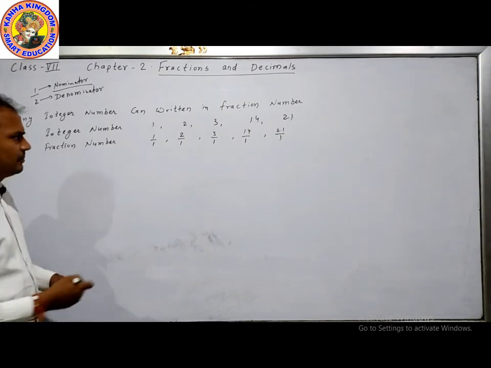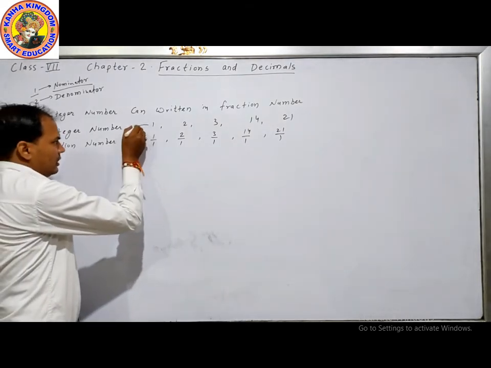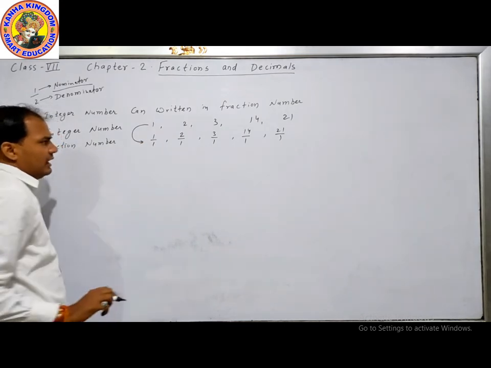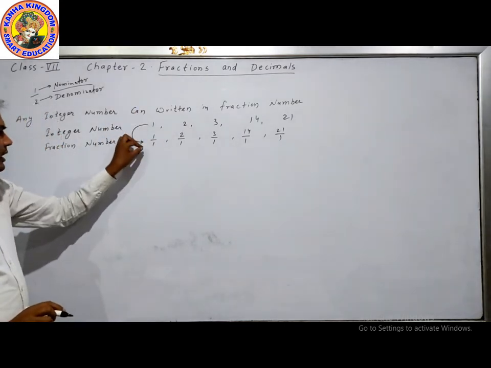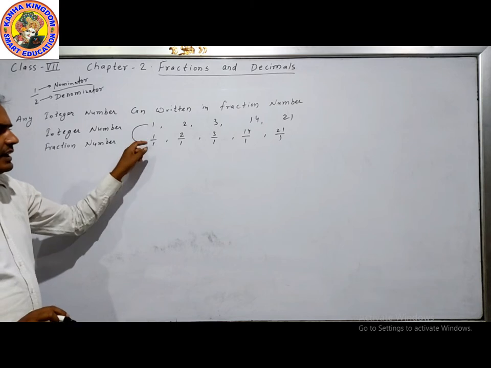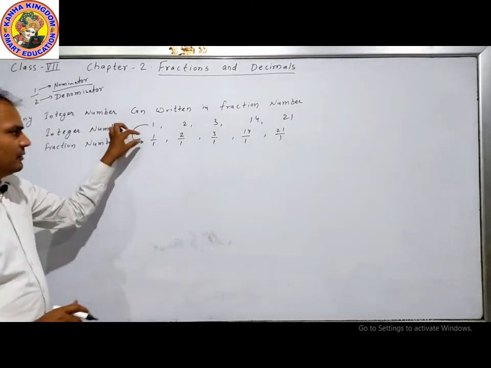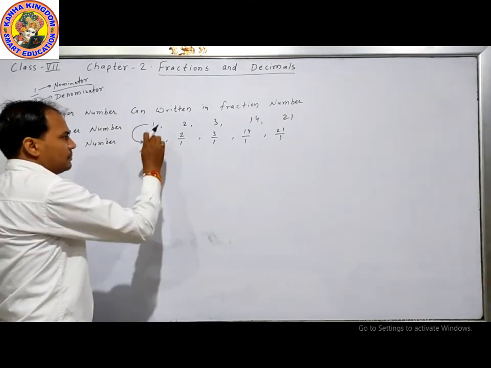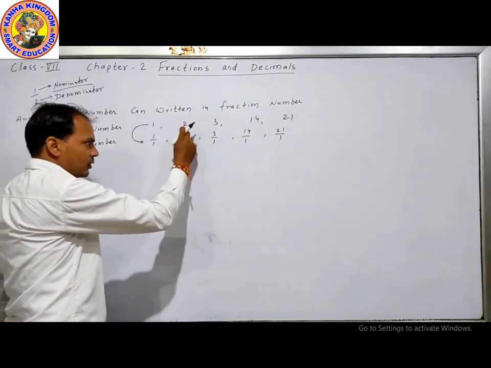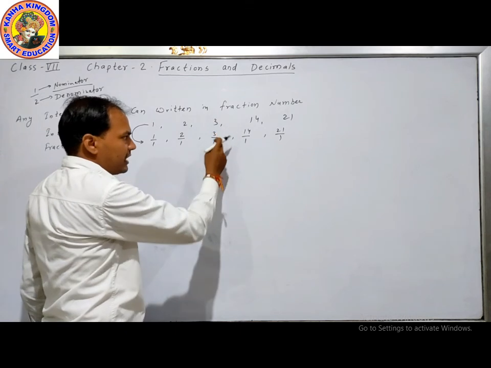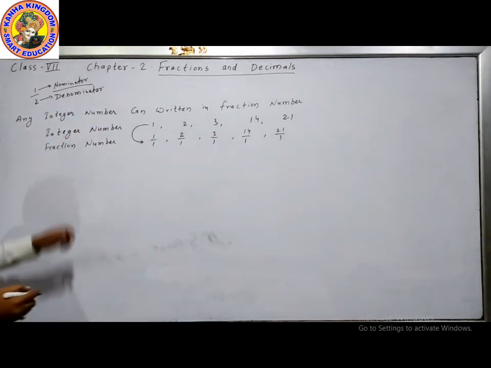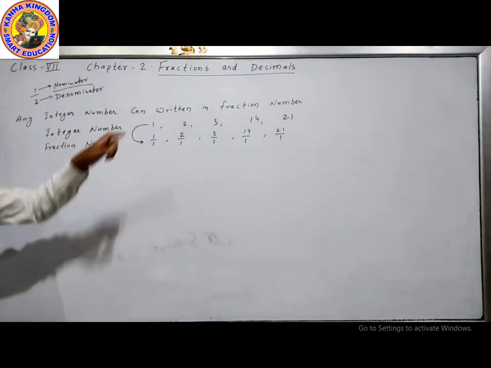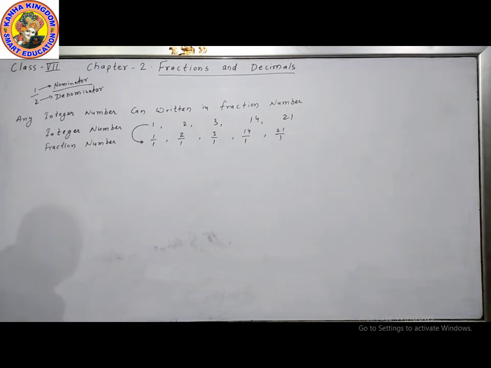Now we can say that if we convert an integer number into a fraction number, we can divide by 1. By dividing by 1, this is in the format of a fraction number, numerator part and denominator part. So we can write any integer number as a fraction number.